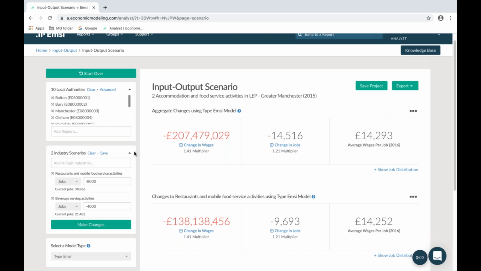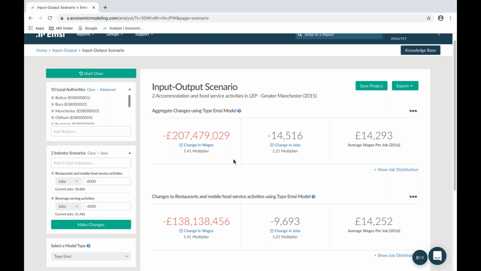So what we're going to do here is we're going to run again a scenario. We're going to assume, probably not unrealistically, a 20% decline in two particular industries in terms of jobs, which is beverage serving activities, restaurants and mobile food service activities. So sticking with the pubs, restaurants and cafes that we know have been affected.